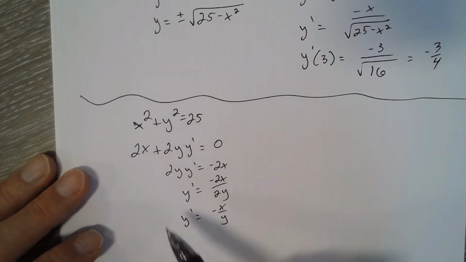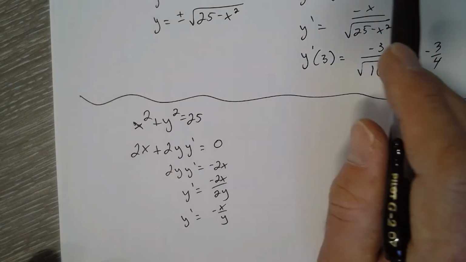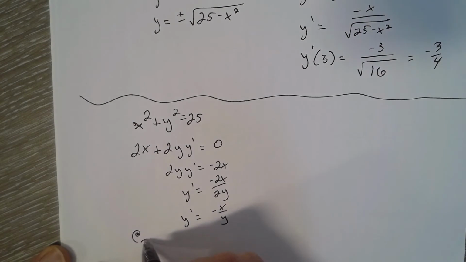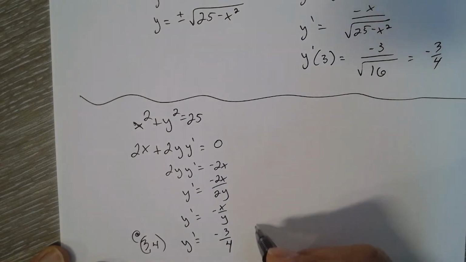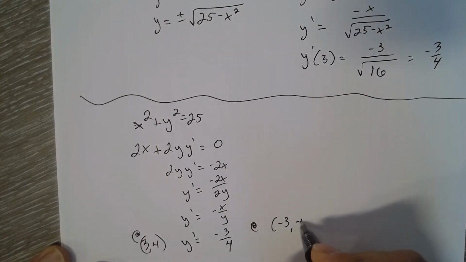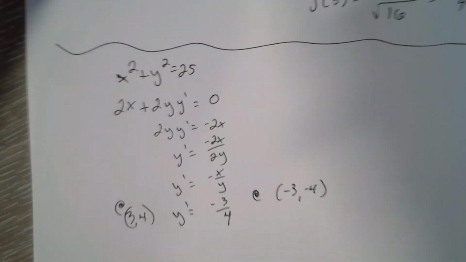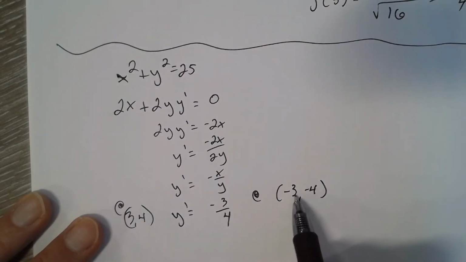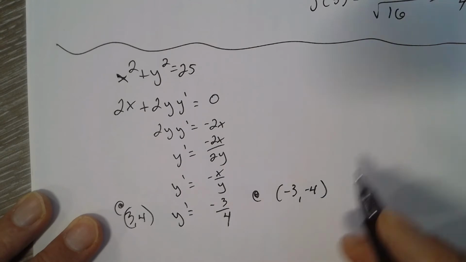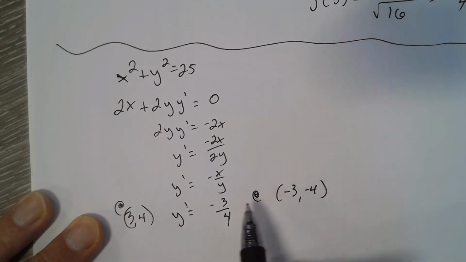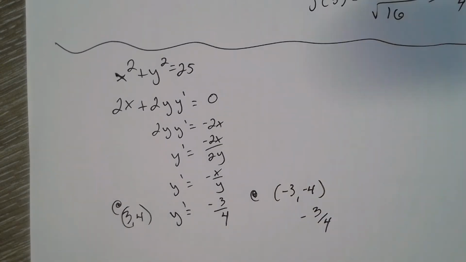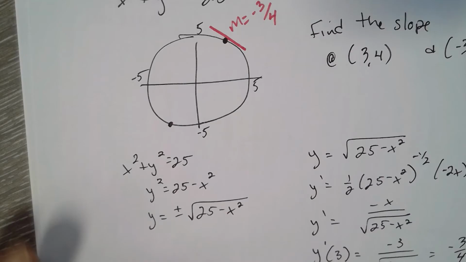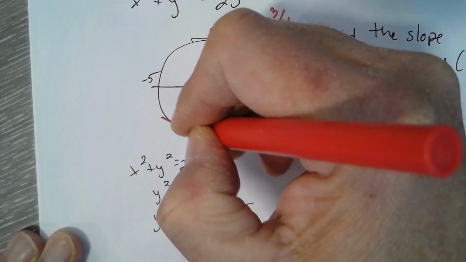But this is way easier if we just leave it as is. So if I'm looking for the slope at (3, 4), y prime is just negative 3 over 4. Done. If I wanted to find it at (negative 3, negative 4), I could just plug in negative 3 for x, negative 4 for y. So that's 3 over negative 4, so negative 3/4. So if we look on our circle, this also has a slope of negative 3/4.